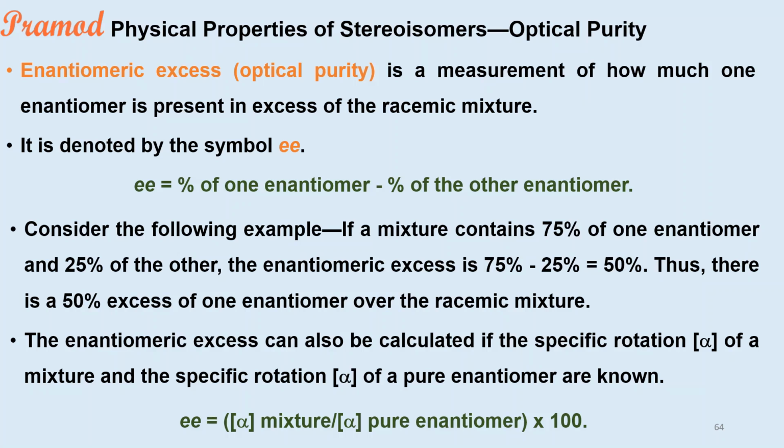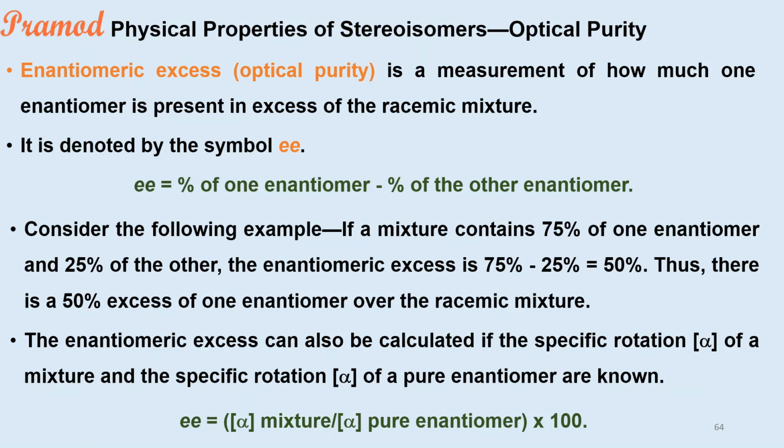Now let us consider an example. It was found that the mixture contains both enantiomers: 75% of one enantiomer and 25% of the other. So what is the enantiomeric excess in this case? 75 minus 25, that is 50%. Thus there is a 50% excess of one enantiomer over the other in the reaction mixture, meaning one enantiomer is present 50% more than the other. This is how you find the enantiomeric excess.